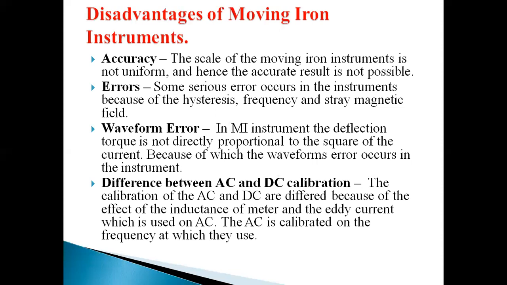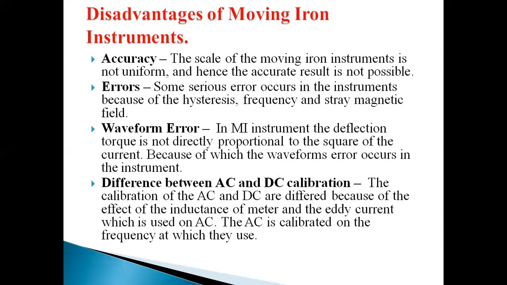The next one is waveform error. In moving iron instruments, the deflection torque is not directly proportional to the square of the current, because of which the waveform error occurs in the instrument.